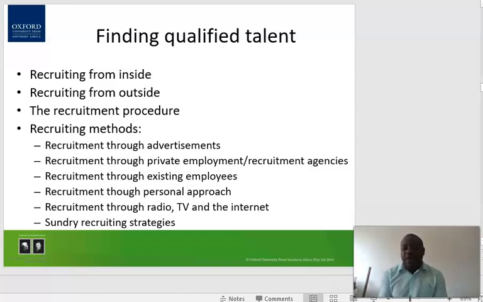Then there are also other secondary recruitment strategies. For example, where organizations actually approach institutions of higher learning, they present themselves, and they let students know the kind or the caliber of people that they are most likely to hire.